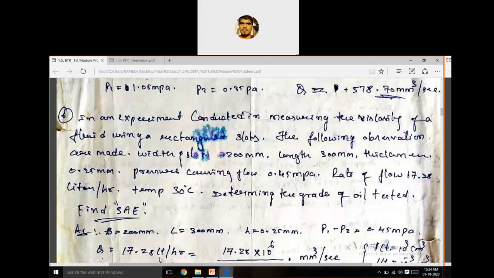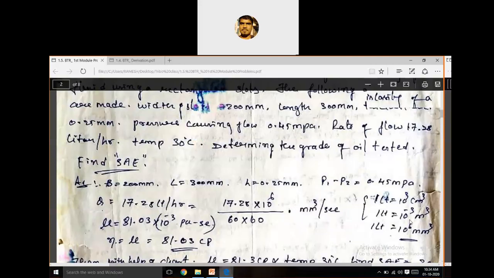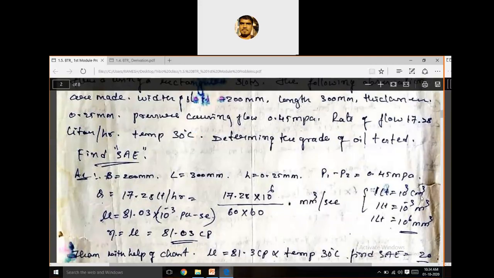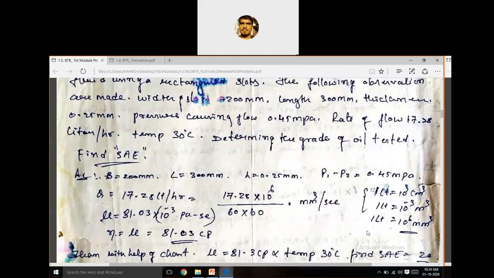Q is in liters per hour, which you have to convert to meter cube per second. 1 liter is equal to 10 raised to 3 centimeter cube. So 1 liter is equal to 10 raised to minus 3 meter cube, and 1 liter is equal to 10 raised to 6 millimeter cube. Here we need meter cube, so 1 liter is 10 raised to minus 3 meter cube, which you substitute here. And since it is in hours, divide by 60 into 60, for minute to second.